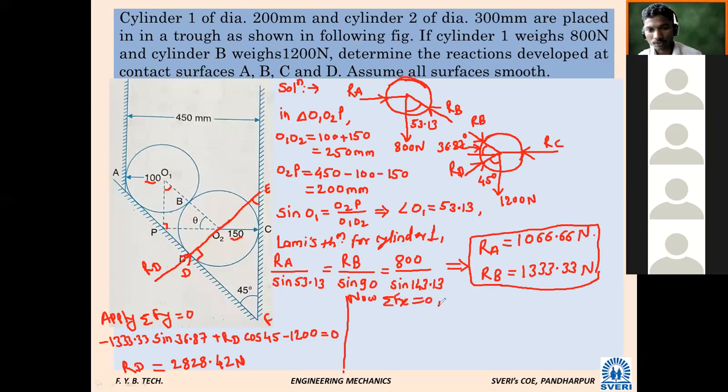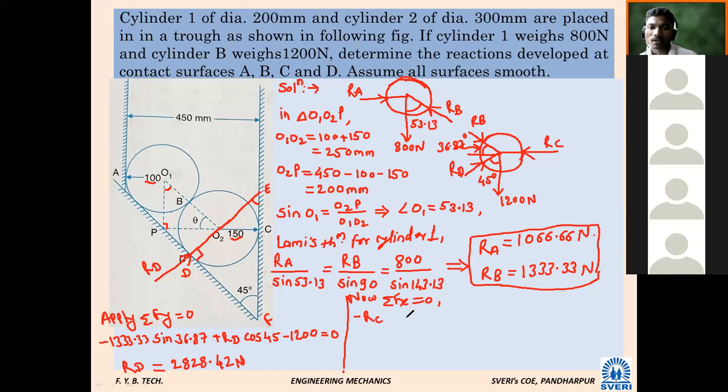Can anybody tell me this equation, summation Fx is equal to 0? Which force will not come in summation Fx? 1200 Newton will not come because it is vertical. Okay, but tell me, what about RC? First we will take RC. Is it positive or negative? Negative, because it is going towards the left hand side. It will be negative RC.